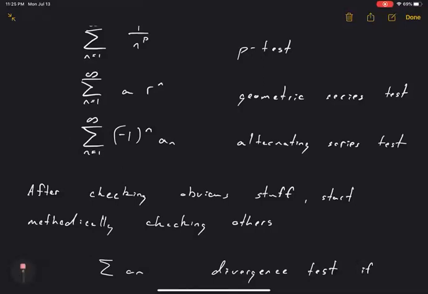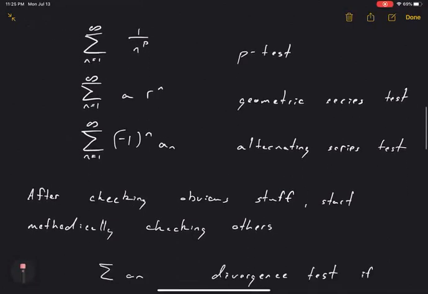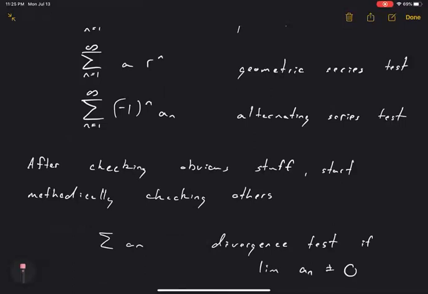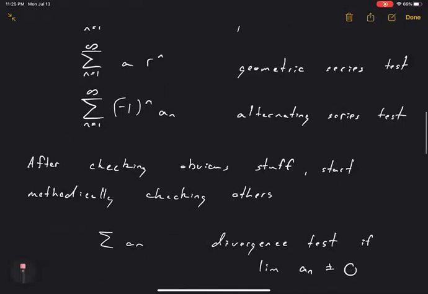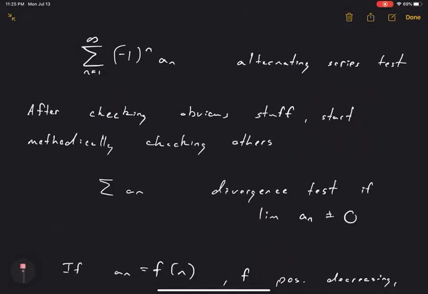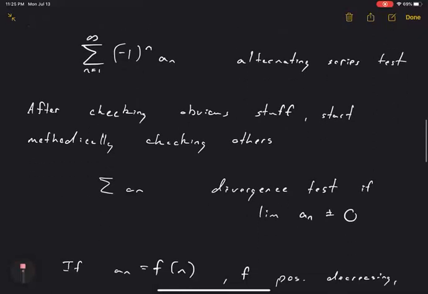It's not going to always be the case, but we're talking about general strategies here, right? So if I saw (-1)^n, I would try my hand at alternating series right off the bat. So these three are pretty obvious, and after checking these obvious things, we're just going to start methodically working our way through the others. So if we have a series and these first three things don't work, we're just going to start working through all the other tests kind of systematically.